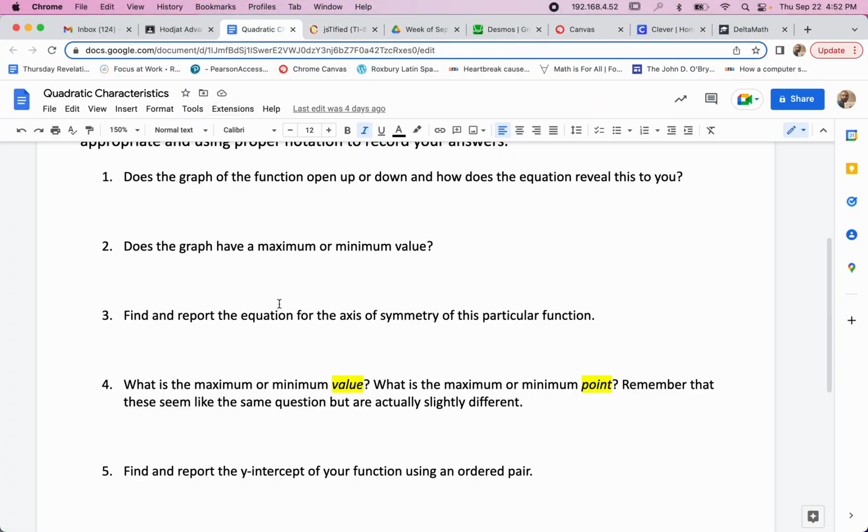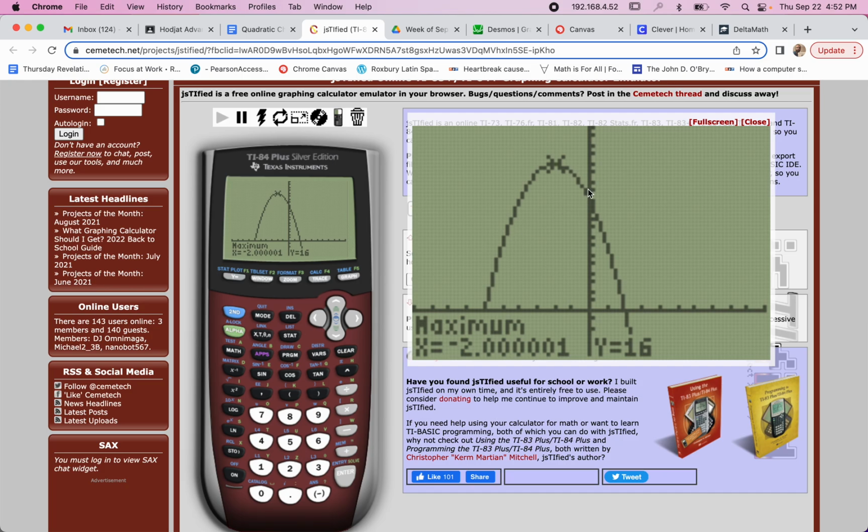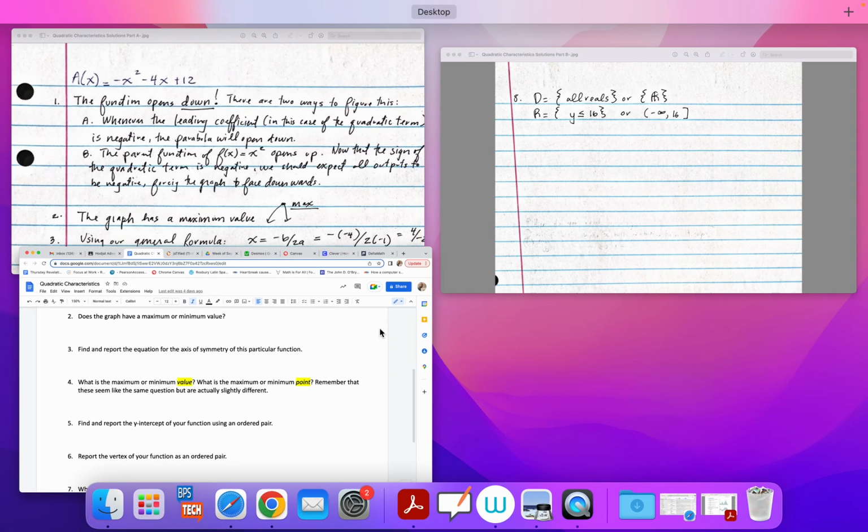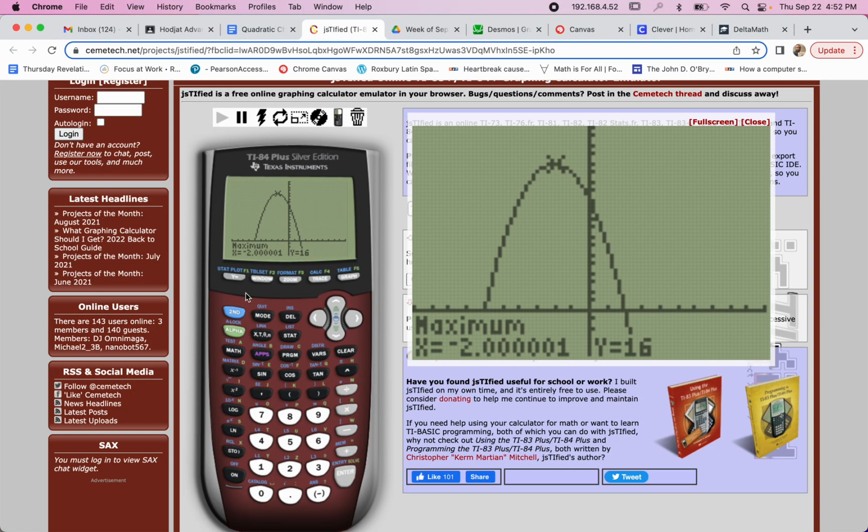What other questions can we answer? So the equation for the axis of symmetry would be x equals -2. That max value is 16. The max point is (-2, 16). All of that is revealed here. If I should wish to find the y-intercept of the function, let's see, I think there might be a way to do that as well.